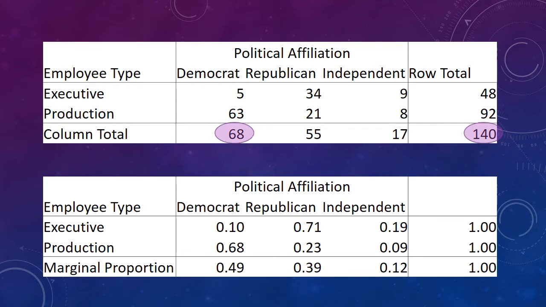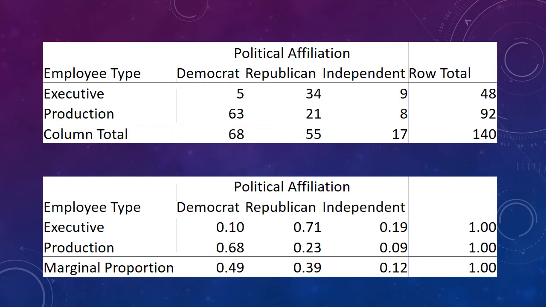Instead of looking at the proportion of all workers that were Democrats, we looked at the proportion of just the executives who were Democrats, and the proportion of just the production workers who were Democrats. These are the conditional proportions, proportions only out of the part of the group that matches some criterion. Here, the criterion is based on employee type. If the conditional proportions were the same across different levels of the explanatory variable, that is, if employee type didn't make a difference with respect to political affiliation, we said that the variables were independent, no association.